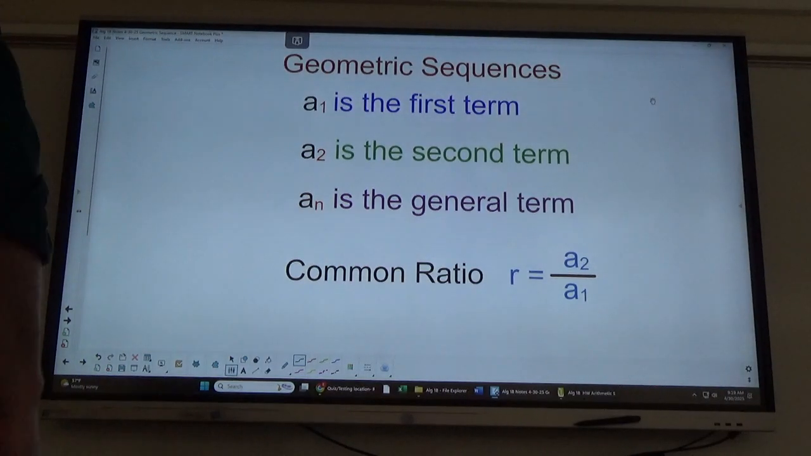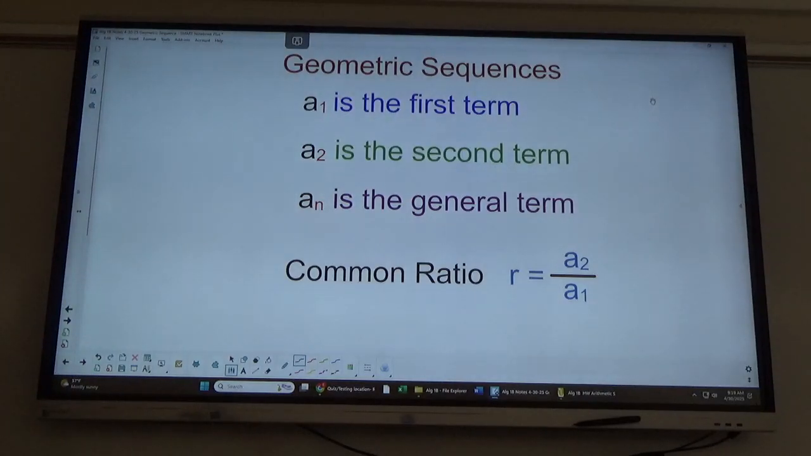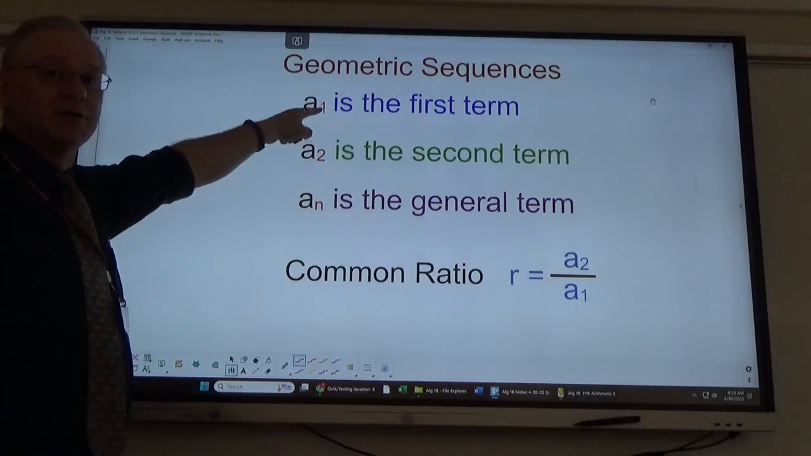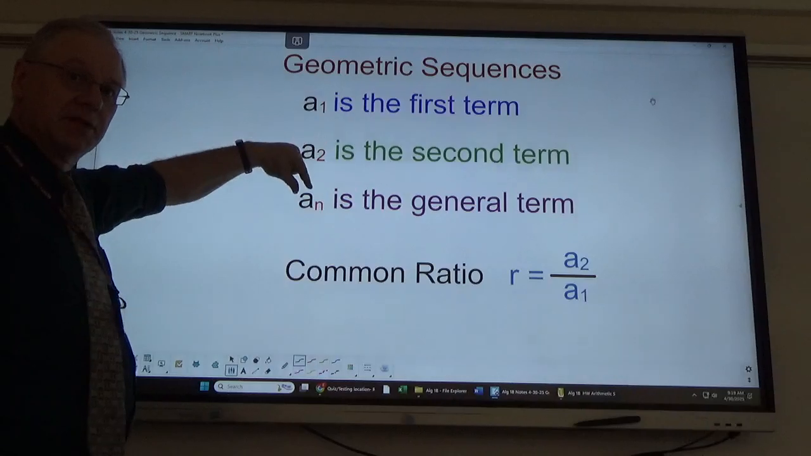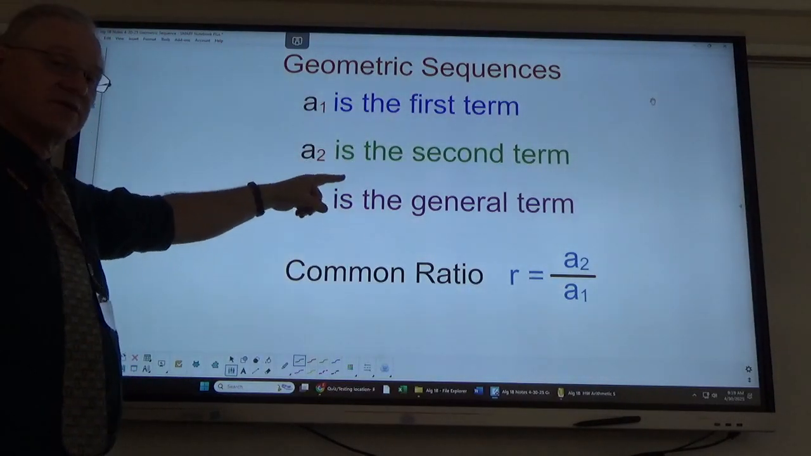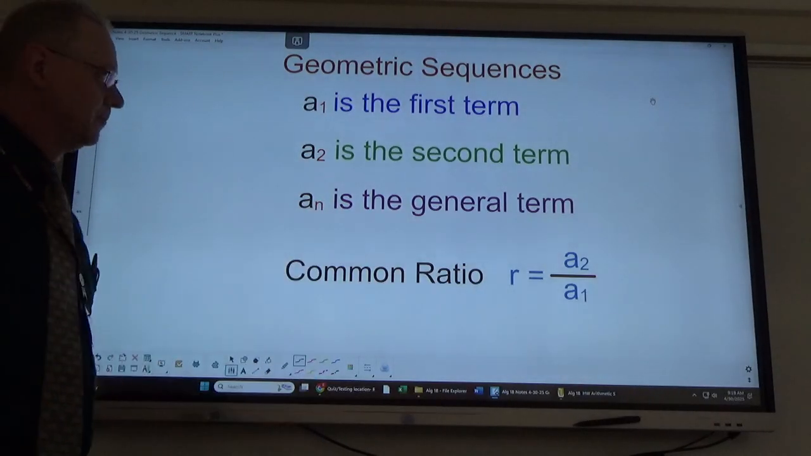Welcome. Today we're going to be working with geometric sequences. Yesterday we did arithmetic sequences. So a sub 1, the little sub, like an exponent but below, a sub 1 is the first term, a sub 2 the second term, and a sub n is any general term.